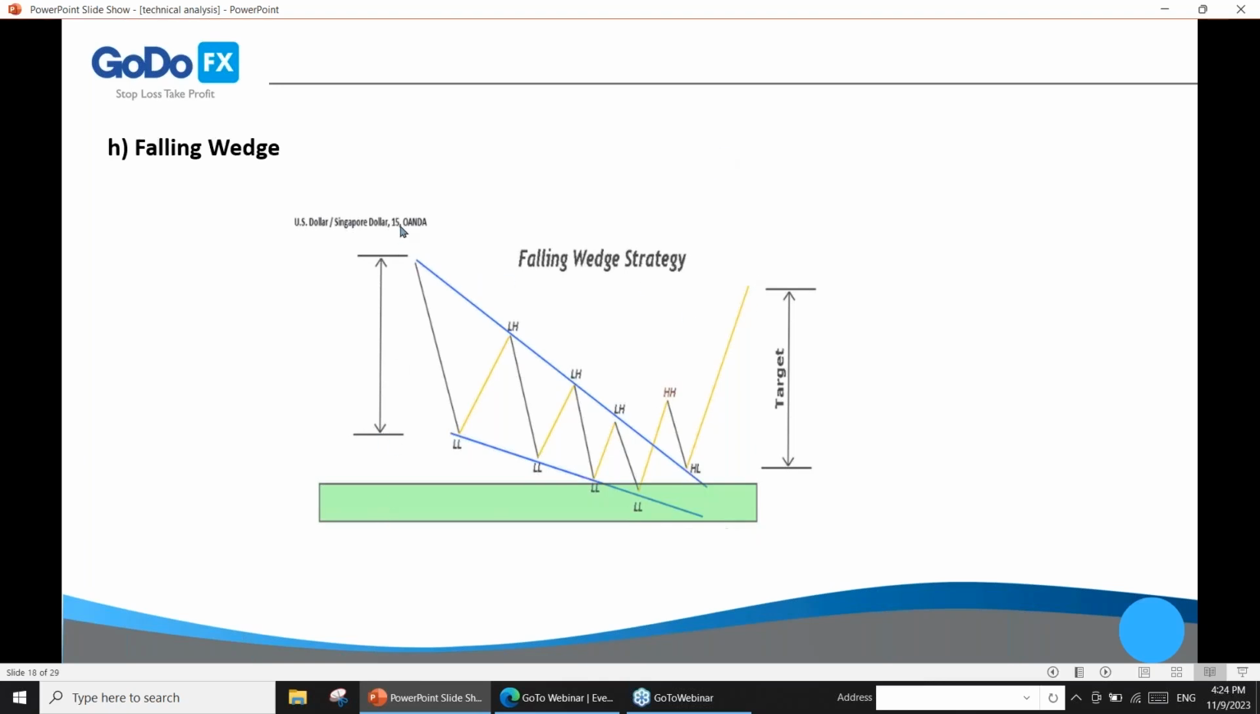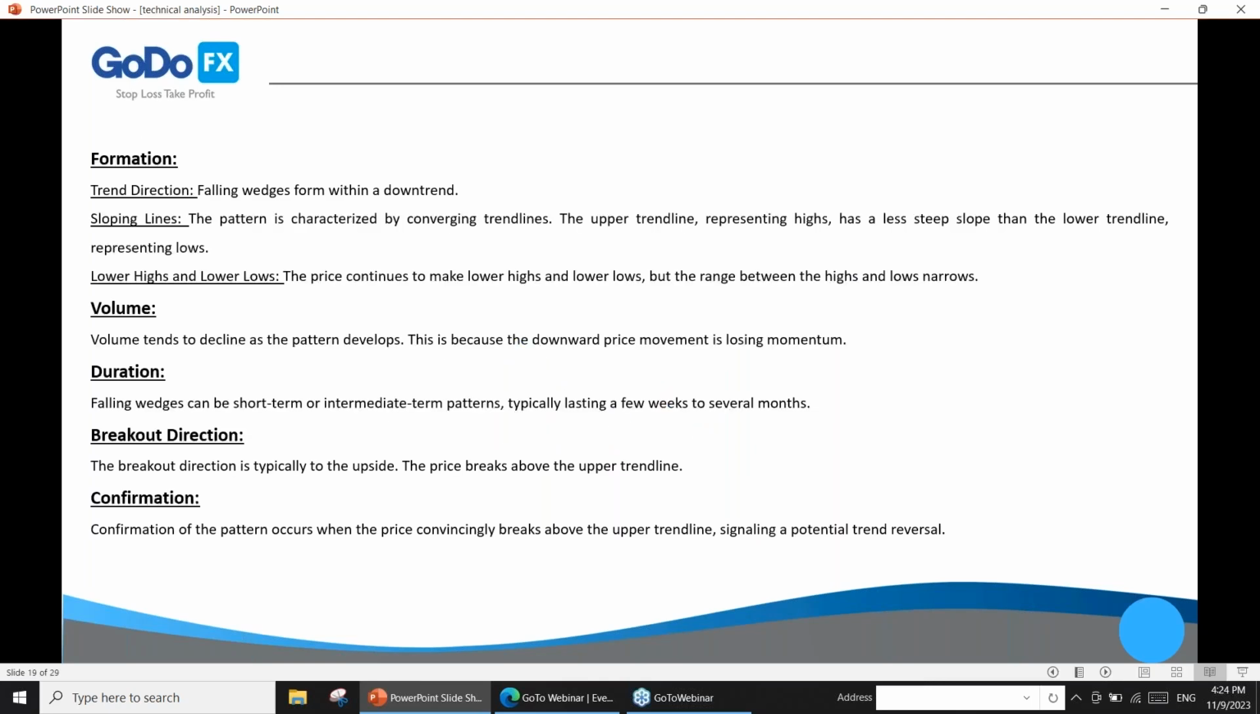This is why I told you in the rising wedge, we should draw it at the beginning of the wedge. Then we're gonna do a vertical line, do a copy paste for it to choose our target, which is gonna be our take profit. So it's a falling wedge.